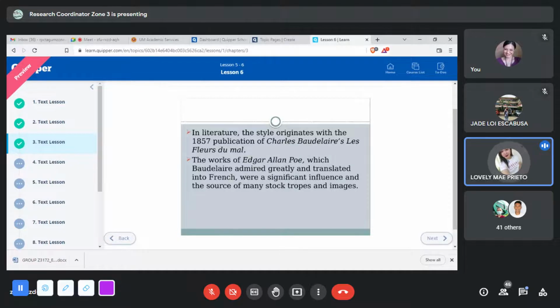So, si Charles, okay, sa iyahang publication, sa iyahang Les Fleurs or The Flowers, kay iyahan ni siyang marahas inspiration si Edgar Allan Poe ba. That's why the influence of Poe to him is very significant, and many of the tropes and images that he has in his works originally are from the ideas of Edgar Allan Poe. Let's continue.